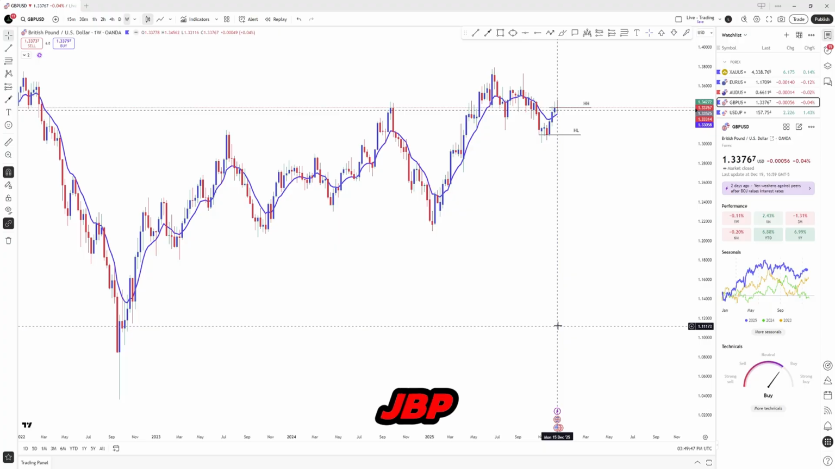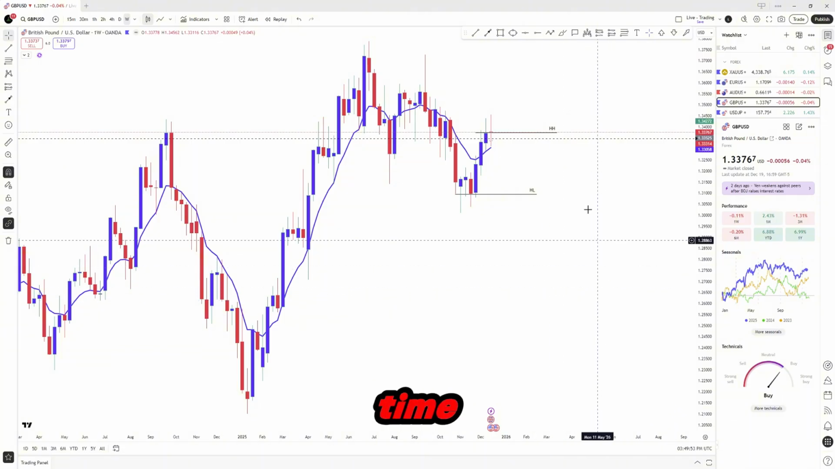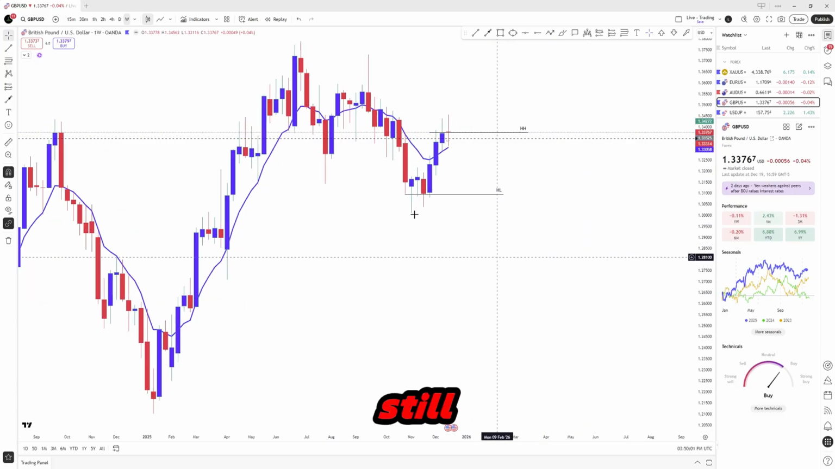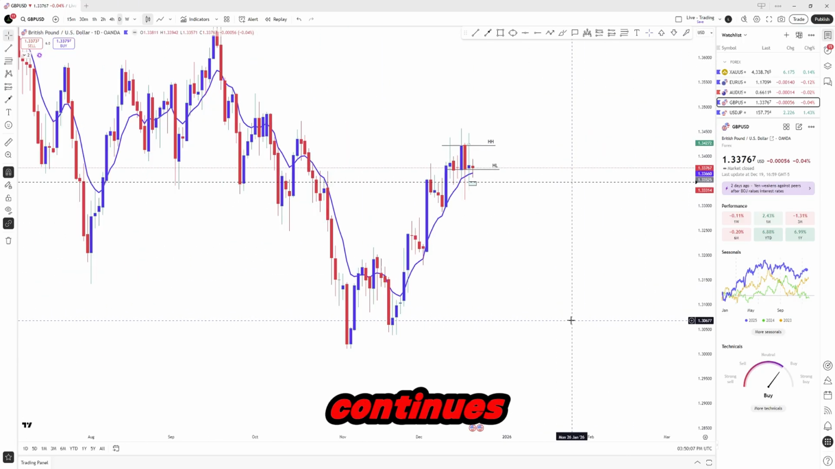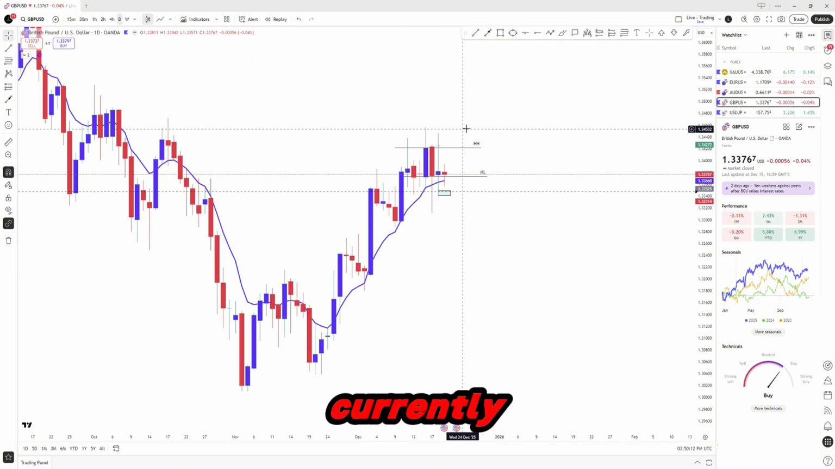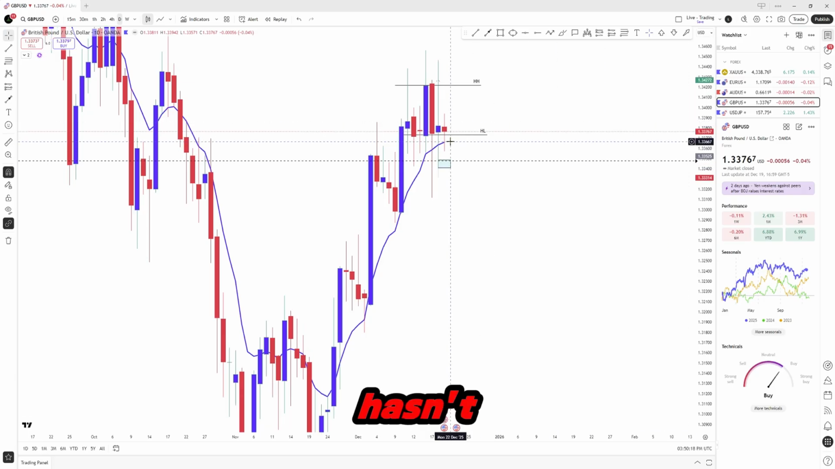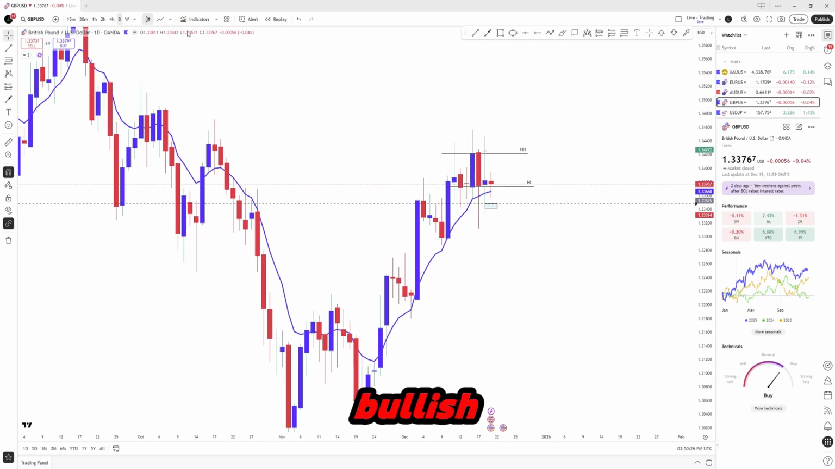Our next pair is GBP/USD. We are on the weekly time frame. The weekly time frame continues to be bullish. These are still our higher high, and this is our higher low still. We go down to the daily time frame. The daily time frame continues to be bullish. Why? Because this used to be and currently is our higher high, and this one is our higher low.